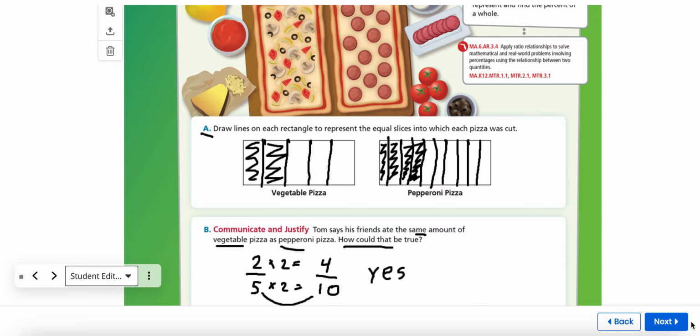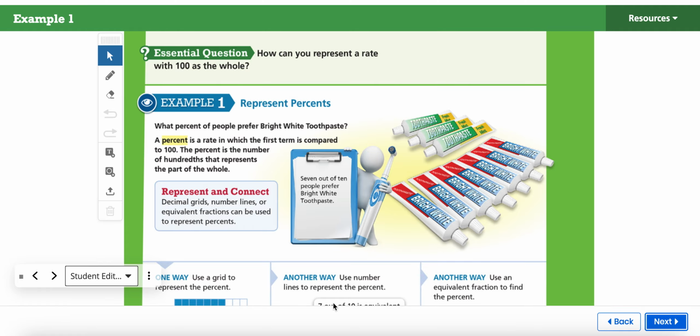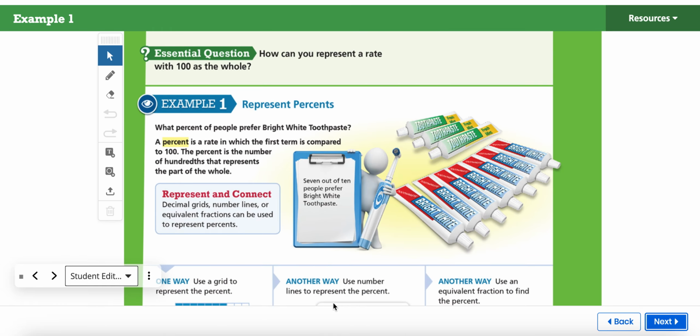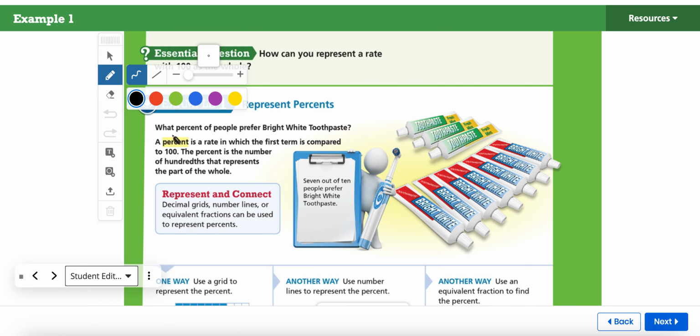So now let's move on to the next page. This is page 482. We're going to go over example 1. Example 1 says, what percent of people prefer bright white toothpaste? Okay, so here's the picture.